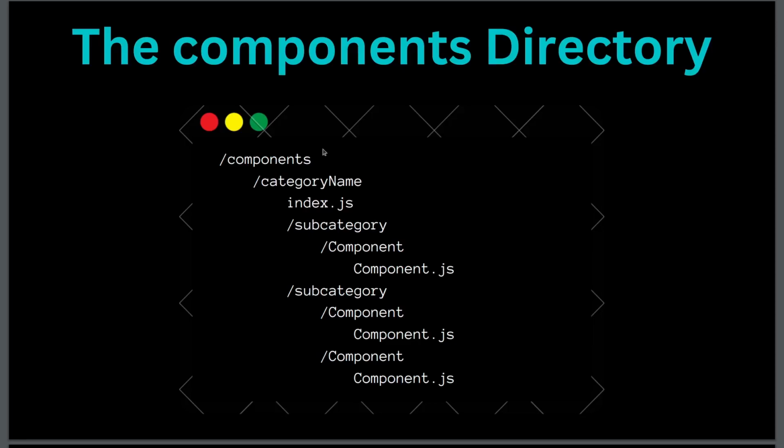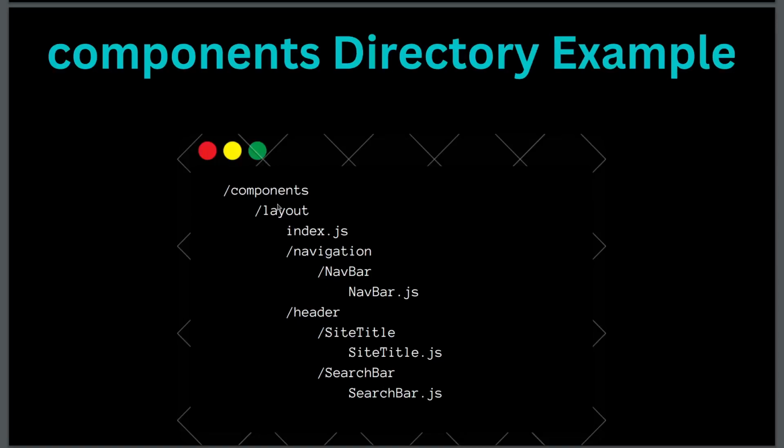So you can see here in this generic component structure, we have the category name, index.js, which exports all of the components from that category. Then we have subcategories, and component folders inside of those. So let's look at a more real world example where inside of the components directory, we have a layout folder. And this is important because we're probably going to be using the same layout on all of our pages. That kind of thing is important for branding and everything like that. So again, we have an index.js file that will export all of the components that have to do with the layout. And then we have a subcategory for navigation. Inside of there, we have a navbar component, and then we have another subcategory for the header, which contains the site title and the search bar.